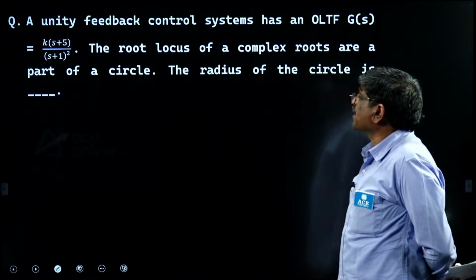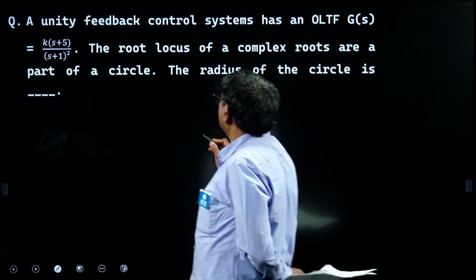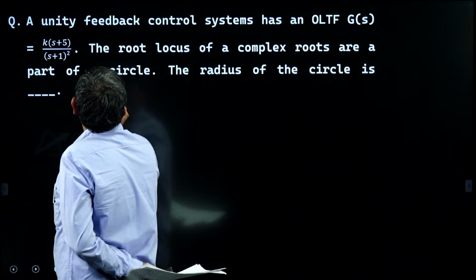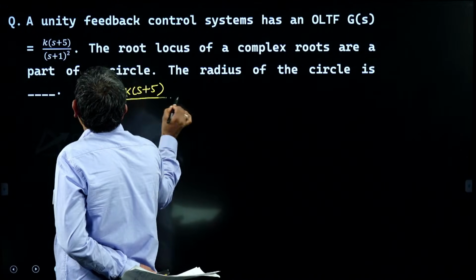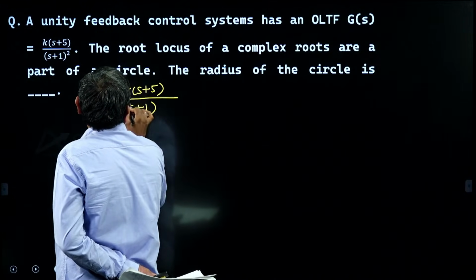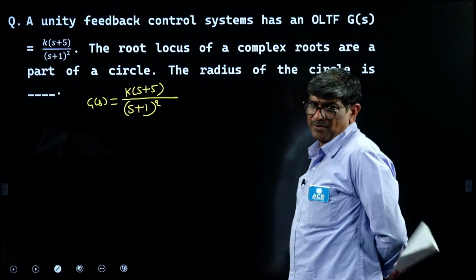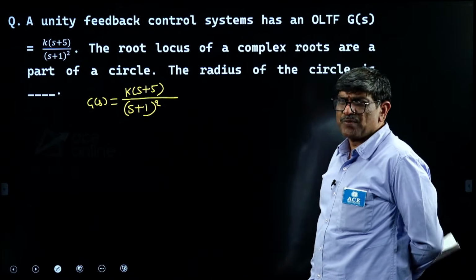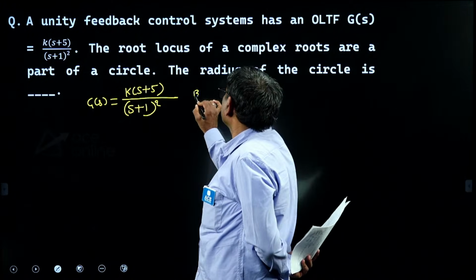Come on, what is the answer? A unity feedback control system is given. So, they are asking the center and radius of the circle. G of S equals K into S plus 5 divided by S plus 1 whole square. So, center and radius is nothing but what? We have to find the first break point, then center; the distance from center to break point is called radius. So, find the break point first.